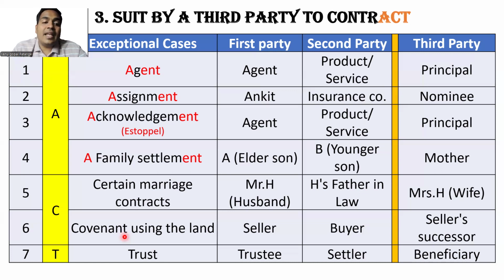Next, the last point is trust. In the case of a trust, there is a trustee, there is a settlor, and there is a beneficiary. Let us take an example. There are A, B, C, 3 friends who will be called settlors. The one who established the trust, we call them settlors. So A, B, C, 3 friends, come together and establish a trust.